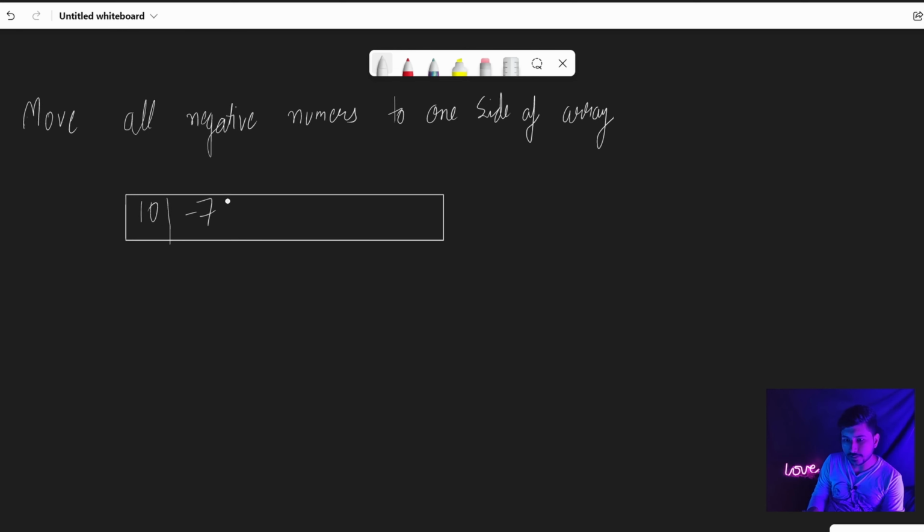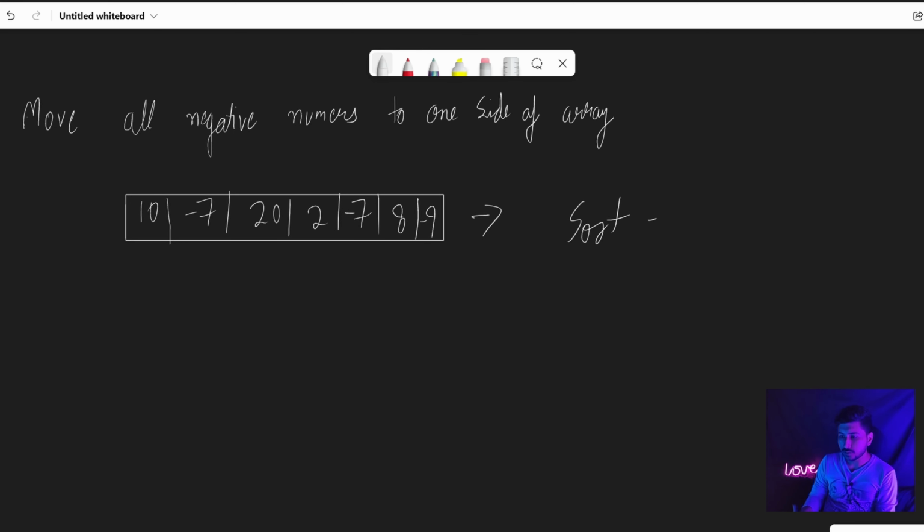So the brute force or naive approach would be to use a sorting algorithm, any sorting algorithm, or you can use the already present sort method to sort this array, and you will have your answer. You will have all the negative elements on the left side of the array. The sort will take a time of O(n log n). You already know that, so this is not the best approach, but it's an option.